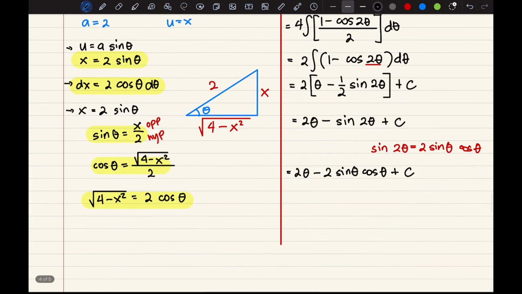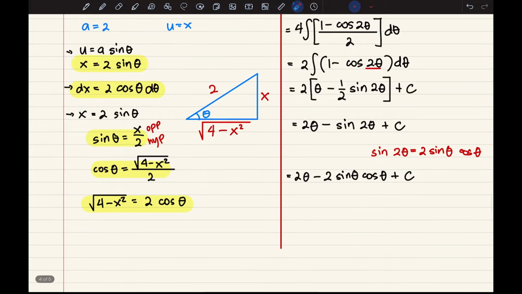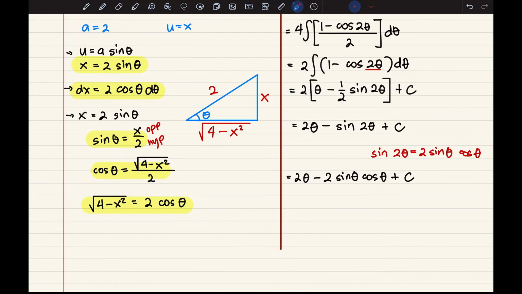And then the constant of integration plus c. And then lastly, we need to replace all theta with the function x. Since our original integral is in terms of x, our answer should be in terms of x. So we have theta, we have sine theta, and cosine theta. From our substitutions earlier, we have derived an equation for sine theta. For cosine theta, what we need is theta. So from sine theta is equal to x all over 2.